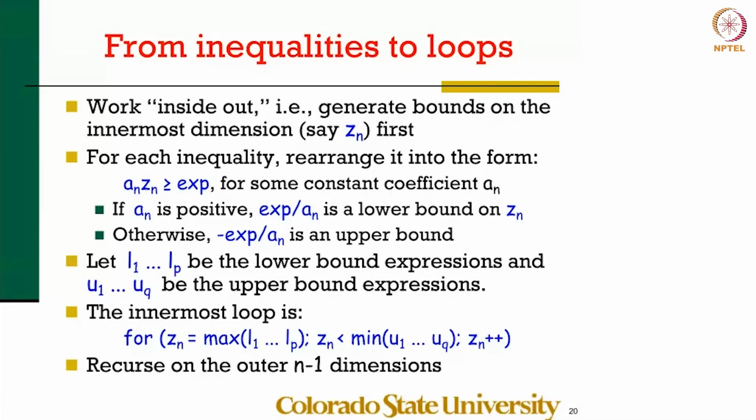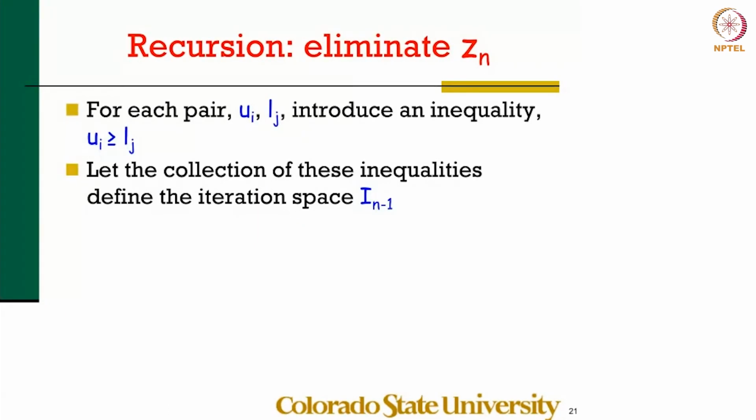It is the polyhedron that satisfies, by transitivity, that any lower bound expression is less than or equal to any upper bound expression. If I just eliminate the Zn by transitivity, what do I get? For each pair Ui, Lj, an upper bound and a lower bound, you introduce a new inequality: Ui expression is greater than or equal to Lj expression. So pairwise, you pair all the lower bound expressions with all the upper bound expressions and get inequalities that involve only the n-1 indices. Once you have constructed this, you recurse and find the bounds on the innermost dimension of that.